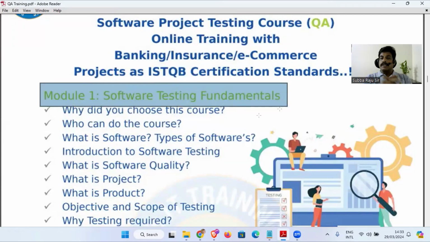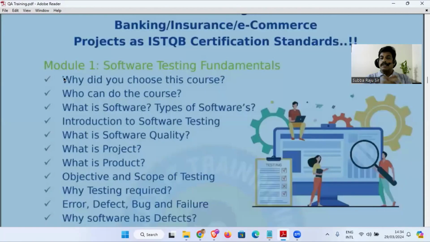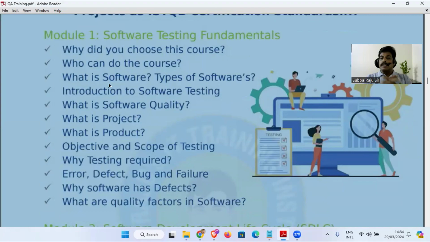Module 1, software testing fundamentals. This module contains the basics and core part of the software testing process: why, who, and what is software, introduction to software testing, what is quality, project meaning, product, main objectives and scope of testing. I'm going to provide these different terminologies at the module 1 level.